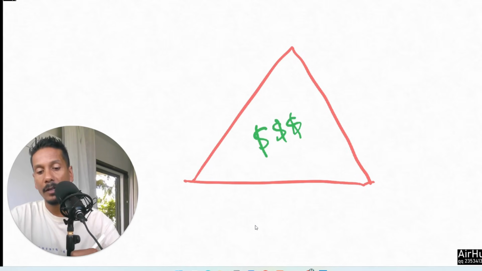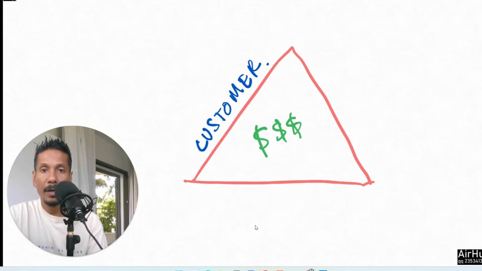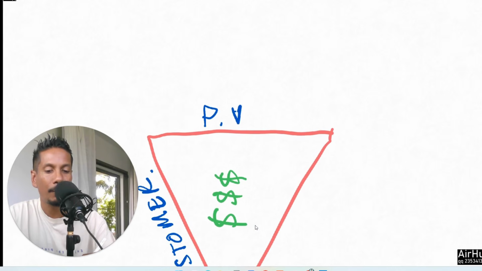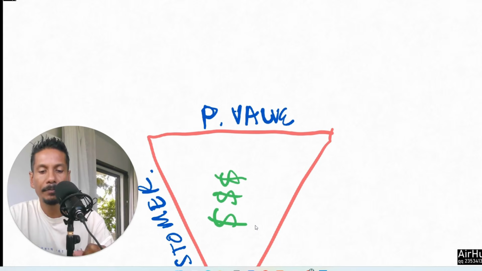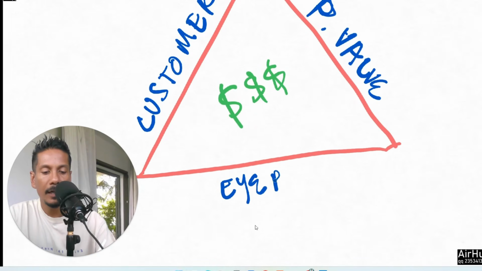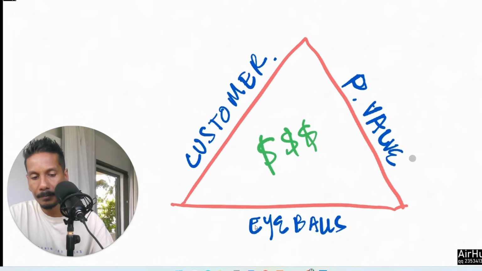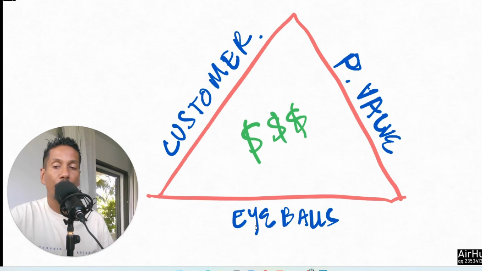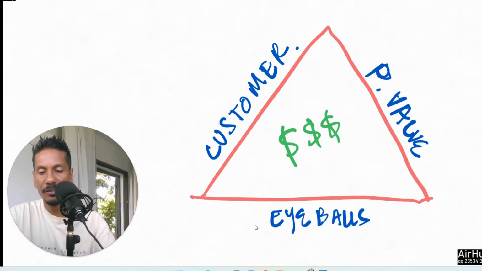Okay. The first thing is the customer. The second thing, and I'm going to try and write at an angle here. Let me just do it this way so I don't completely mess it up. That's perceived value. That's meant to be a P, by the way. Perceived value. And the last thing is getting eyeballs on your book. If you do these three things over and over, you're going to make a lot of money self-publishing on Amazon.